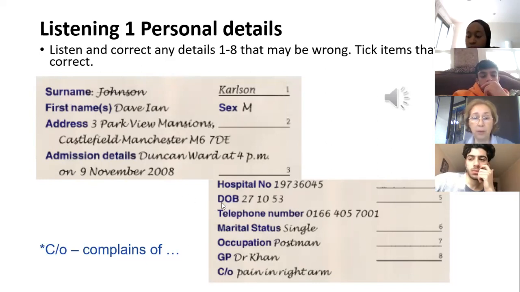If we look at the form, we can see several abbreviations. For example, here number 5, DOB. What do you think DOB stands for? Date of birth. Exactly, date of birth, right? GP, this is line 8. GP, what is it? General practice. General practitioner. You've got a good memory. And as you see, CO stands for complaint.